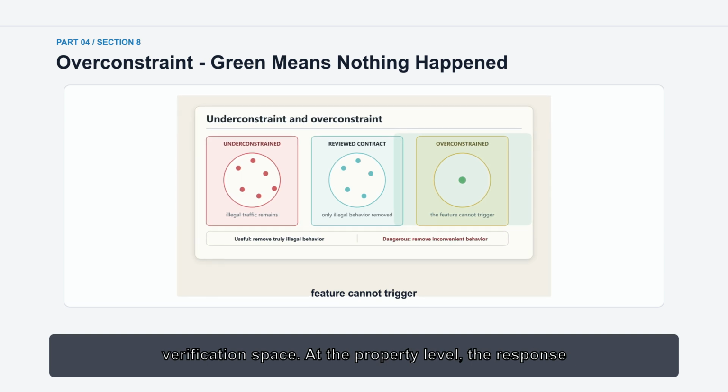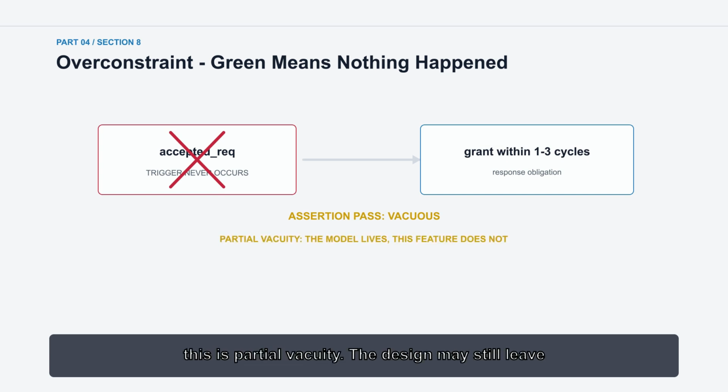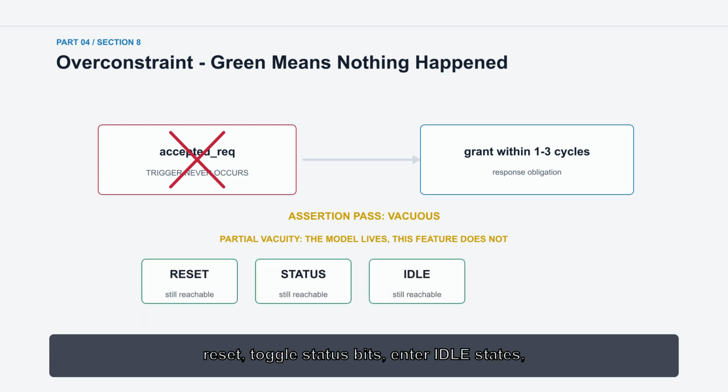At the property level, the response implication is vacuous because accepted request never occurs. No response obligation starts. At the feature level, this is partial vacuity. The design may still leave reset, toggle status bits, enter idle states, and satisfy unrelated properties. The entire proof space is not empty, so a simple null environment check may not flag the real problem.